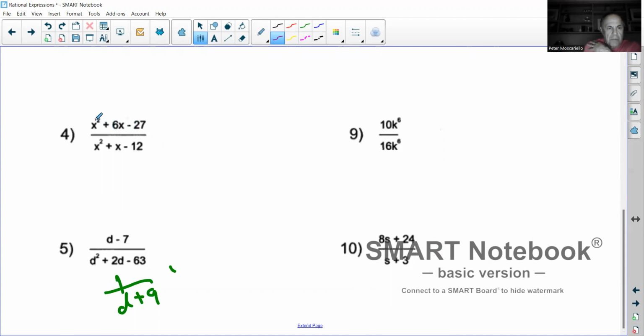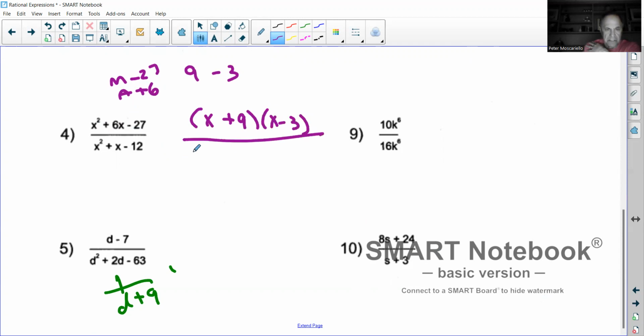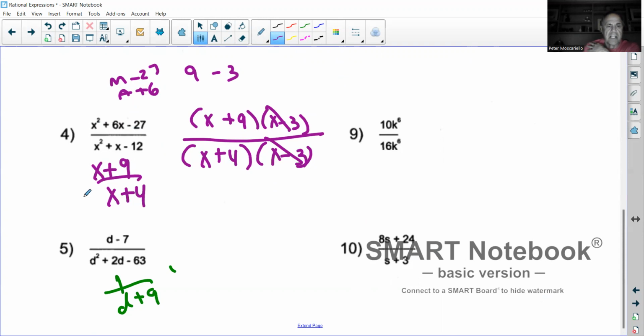Number 4, the trinomial multiplies to negative 27, adds to positive 6. That looks like a 9 and a negative 3. So x plus 9, x minus 3. Denominator, same idea, x plus 4, x minus 3. We can cancel entire factors. There. Answer x plus 9 over x plus 4. And then I can cancel this x with this x. No, I was just kidding. Those are not factors. Those are terms. They're being added. So that's your answer.